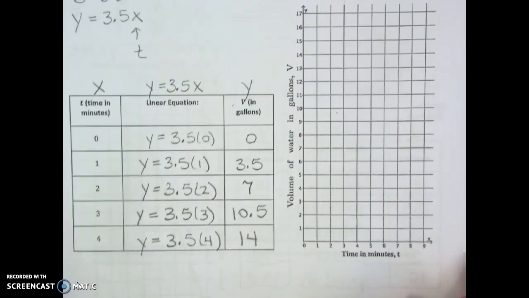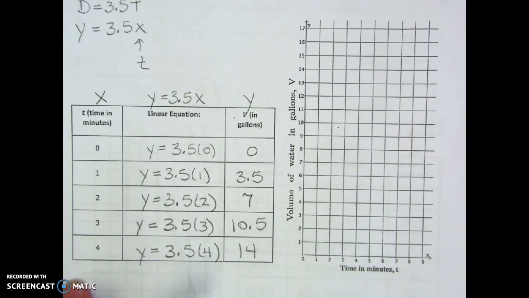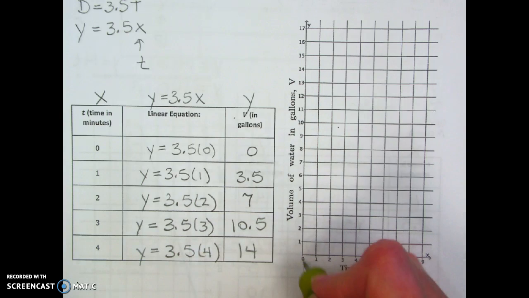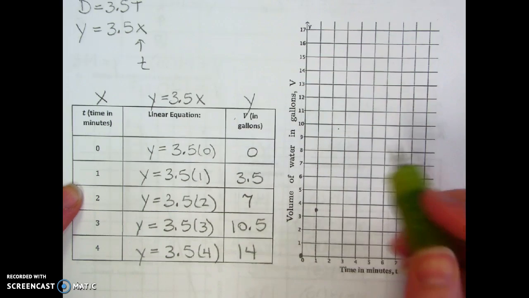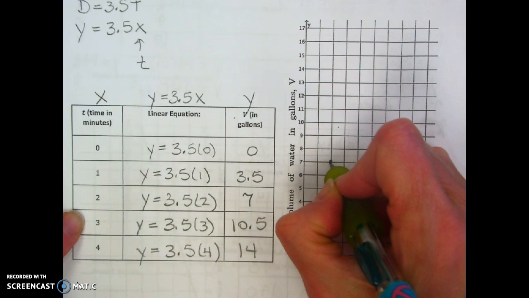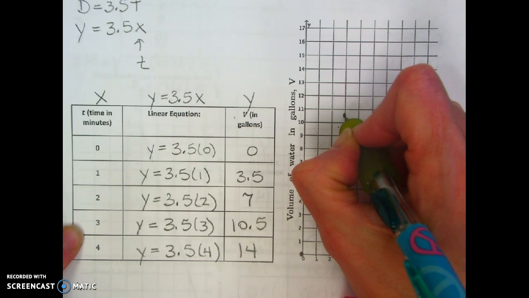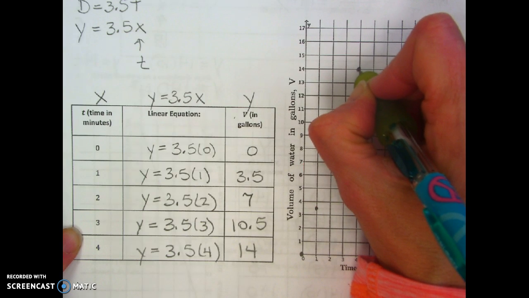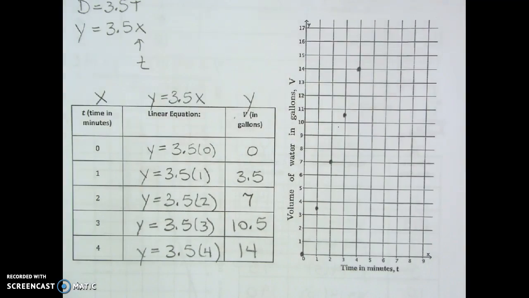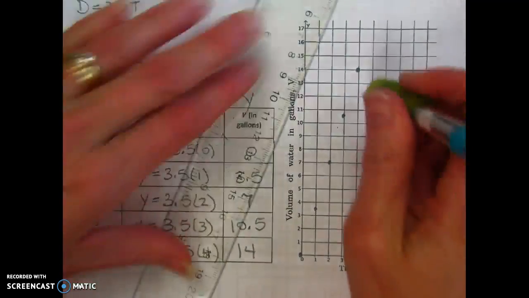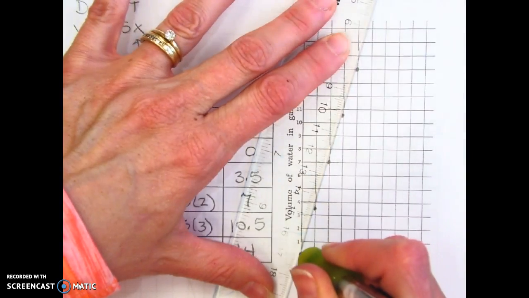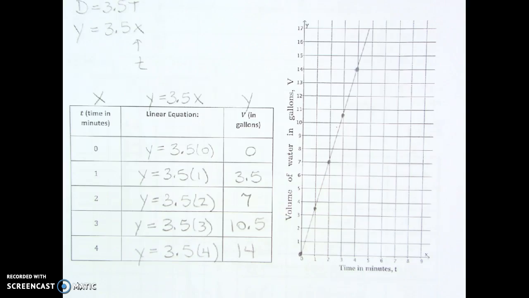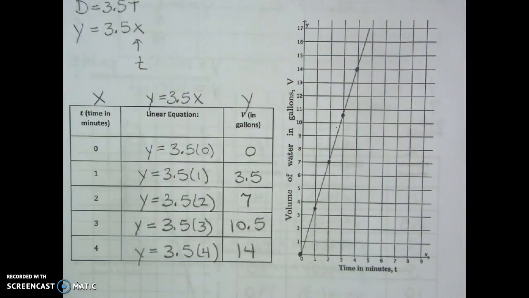So now that we have our X and Y coordinate values, we can plot those and draw the line. So 0, 0, 1, 3.5, 2, 7, 3, 10.5, and 4, 14. Didn't go off the graph this time. It's because they told us what points to pick, and they probably picked those strategically for us. Draw the line. Should go through all the points. And there's the graph of that equation and the graph of that table.